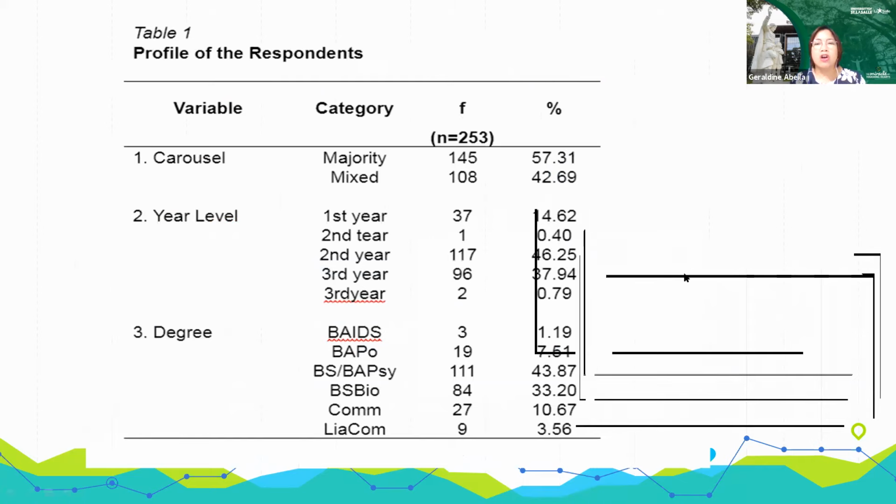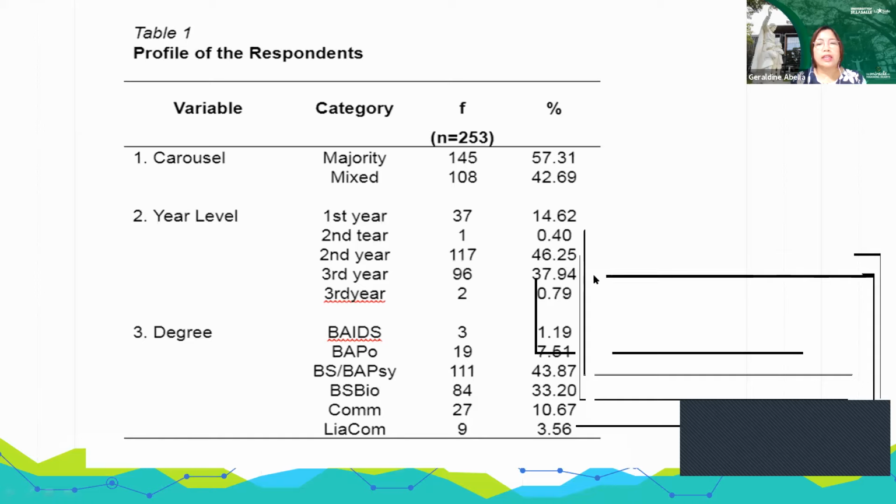This is taken from the data of one of my colleagues who is conducting a study on carousel type of online instruction. Carousel is categorized into two groups, majority and mixed. The total number of respondents is 253. As you can see, the third column is the frequency count, and the fourth column is the percentage. In the second column, you put the category. If the respondents are grouped according to year level, there are first year, second year, and third year. Then according to degree, BA in IDS, BA in psychology, political science, BS Bio, communication, and LIACOM.